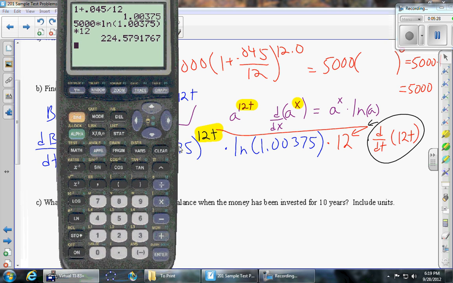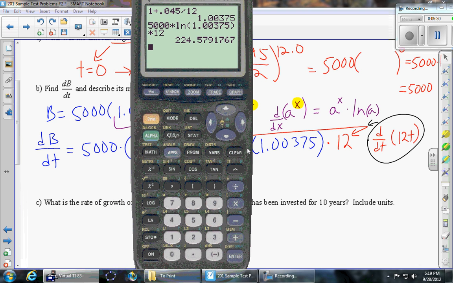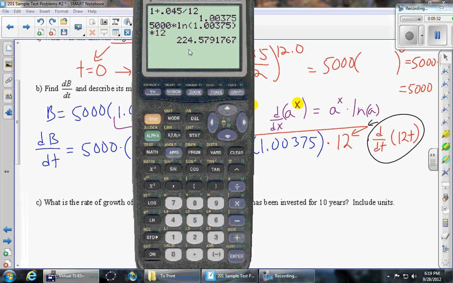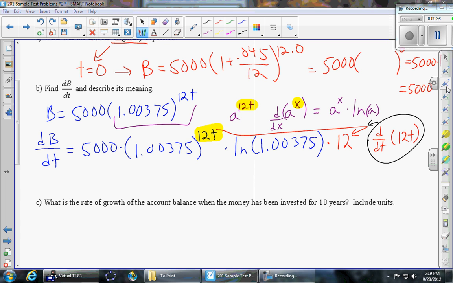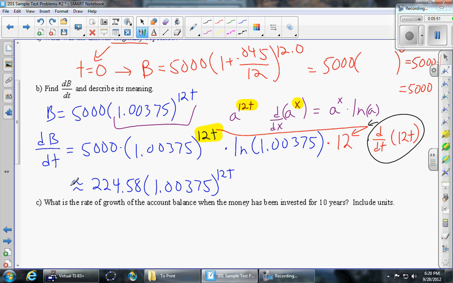And so we get, and this is dollars and cents, so we'll go ahead and just round it to the nearest penny. So 224.58. So that right there is our derivative. And we want to know what it means.